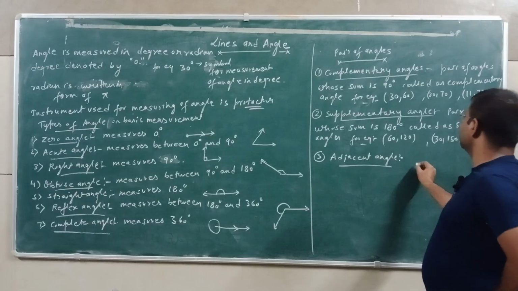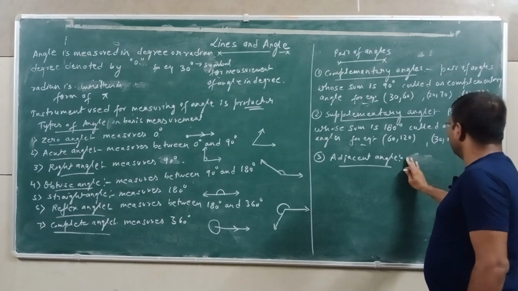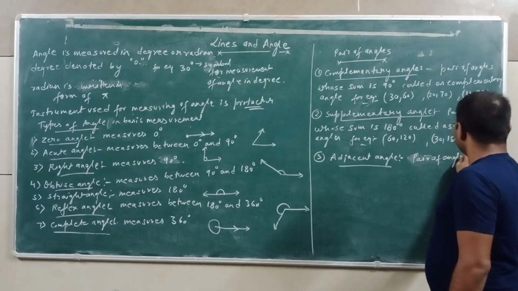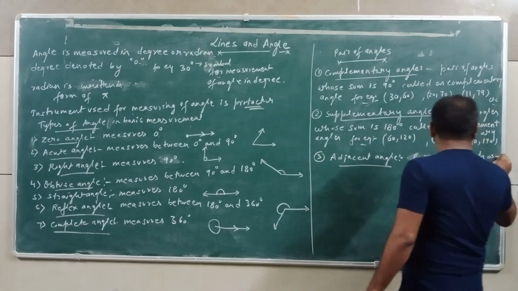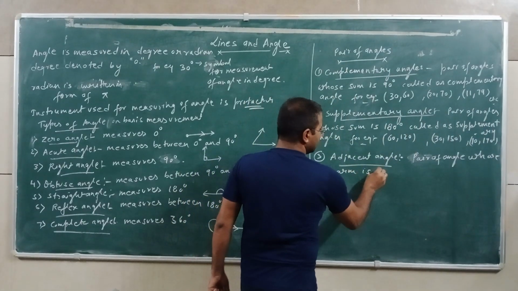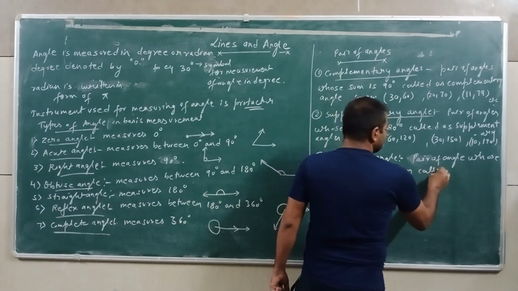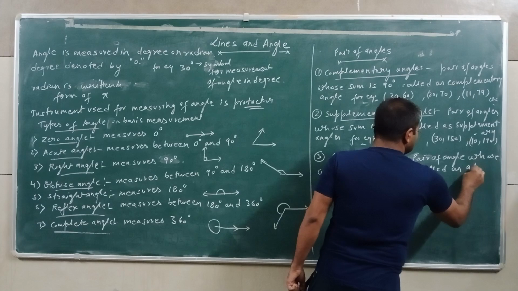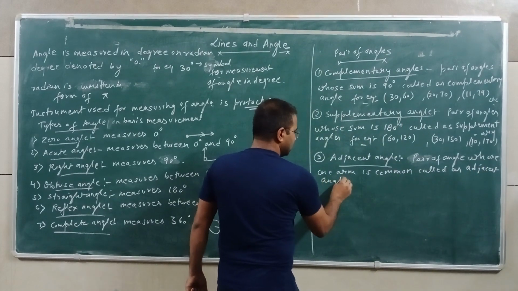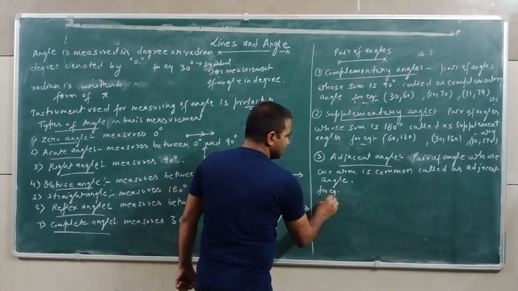So adjacent angle means two angles, or say a pair of angles, whose one arm is common, called as adjacent angle. Adjacent angle.